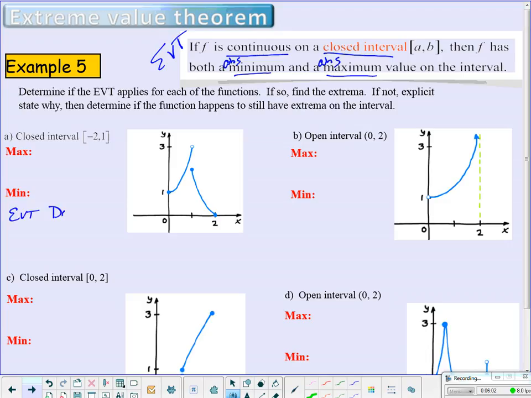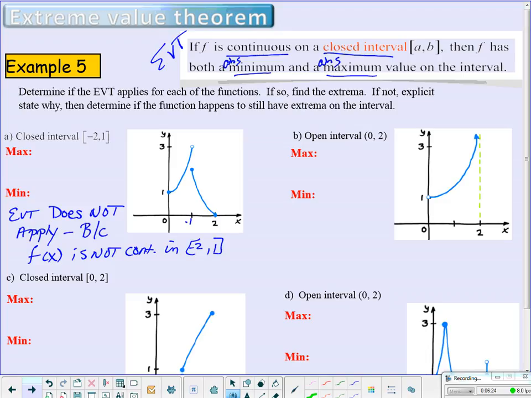EBT does not apply in this case. Do you know why? The function, I'm just going to call it f of x, f of x is not continuous in the interval -2 to 1. We got a jump here at 1, don't we?